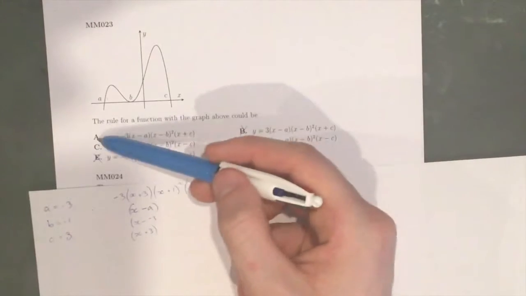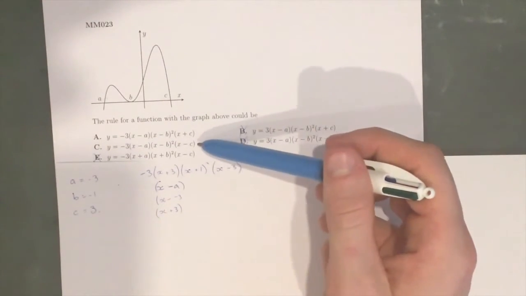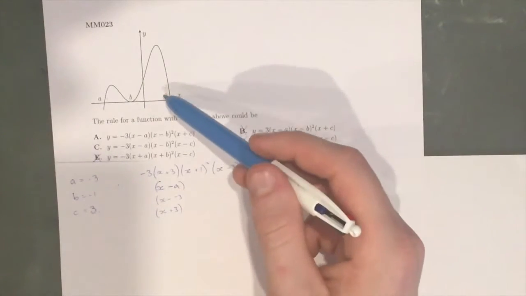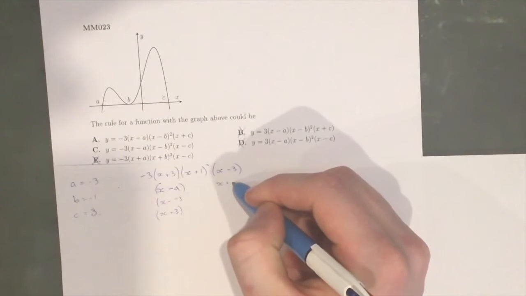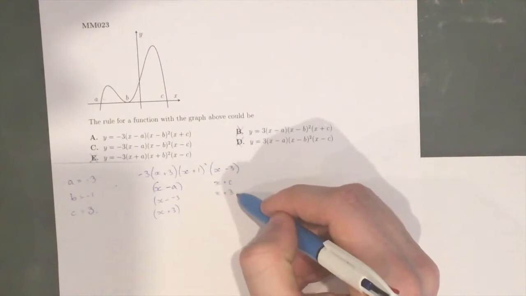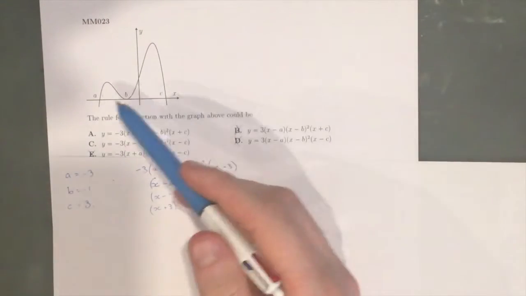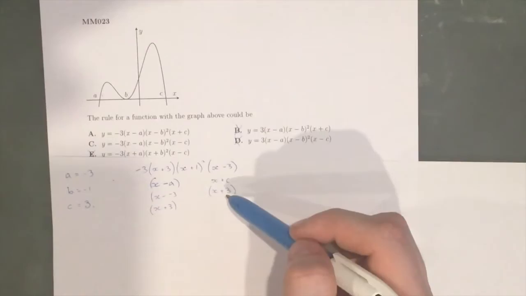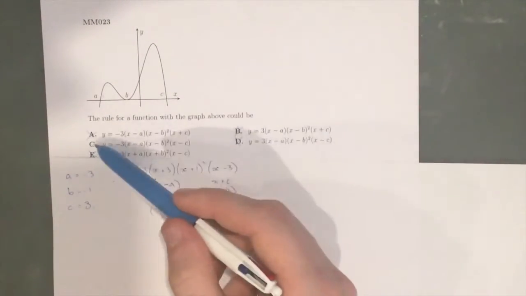Now, the only difference between A and C is this x plus C and x take C factor at the end. However, if C is equal to +3, then x plus C would result in an x plus 3 factor, which would actually represent an x-intercept on the negative side of the axis, which is obviously not where C occurs. So A is crossed out and we're left with C.